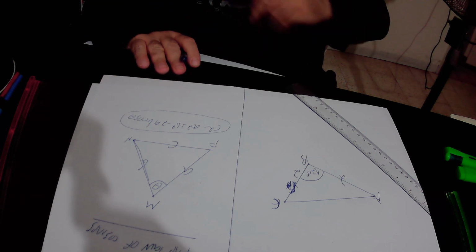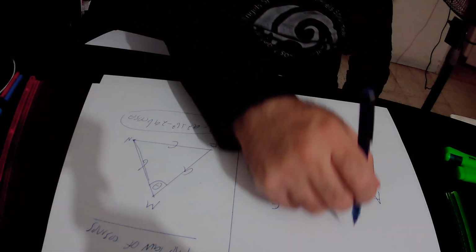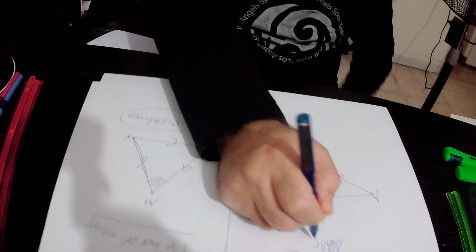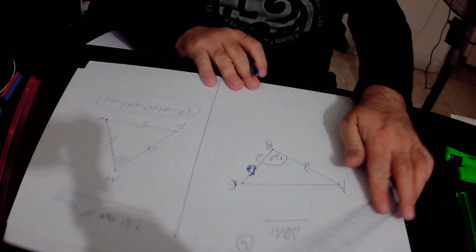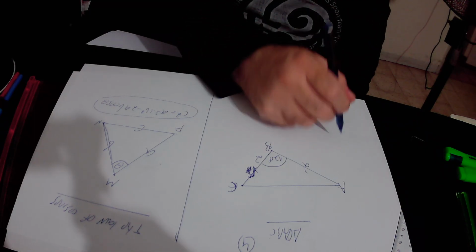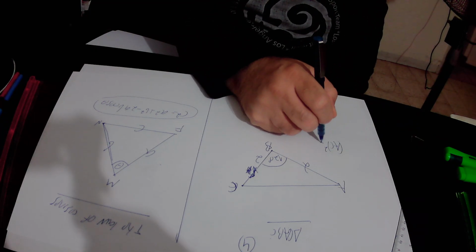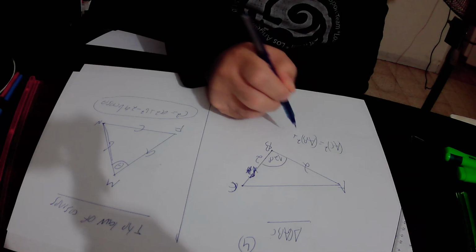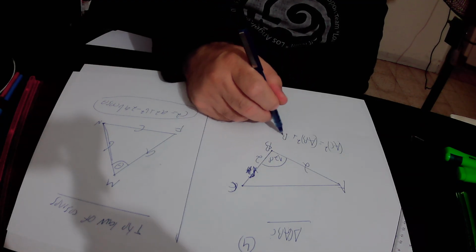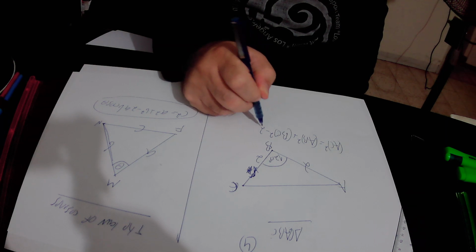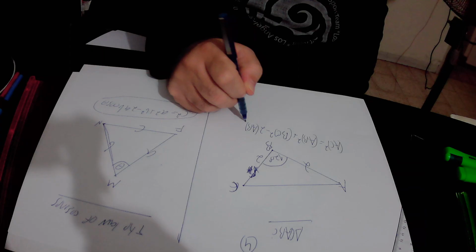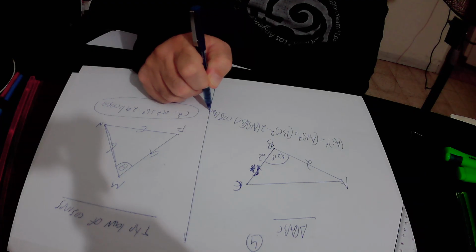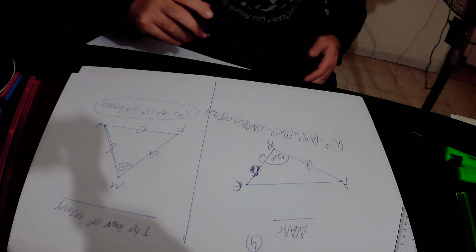So we implement this rule in our triangle ABC. According to the law of cosines, we get that AC squared equals AB squared plus BC squared minus 2 times AB times BC times cosine 120 degrees. This equation is the implementation of the law of cosines in the triangle ABC.